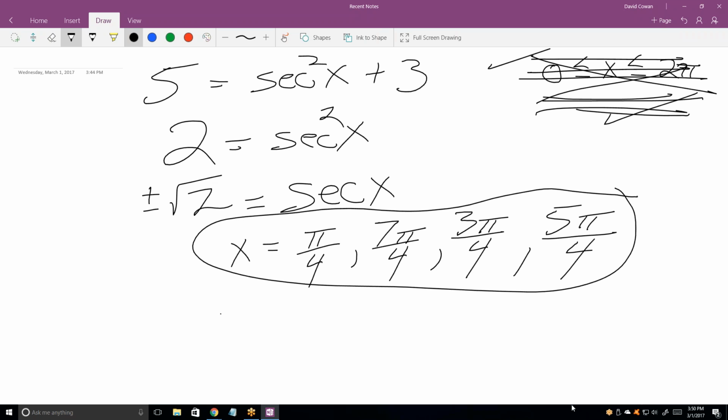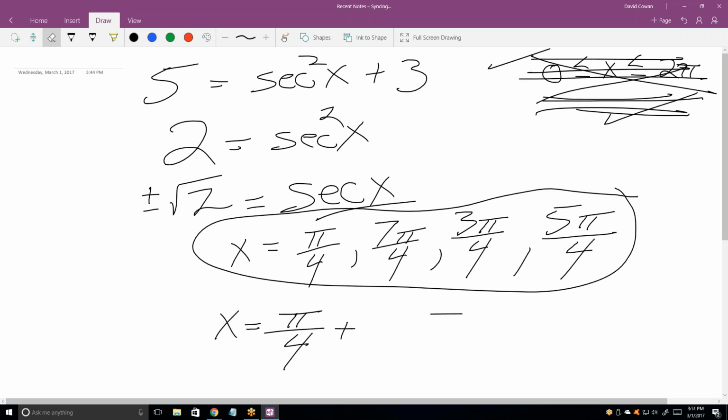Well, if we try to put this into some sort of a series, how about pi over 4 plus 2n pi over 4? And let's see if that covers every single angle. When n is 0, we get that. When n is 1, doesn't work. Didn't phrase it right.